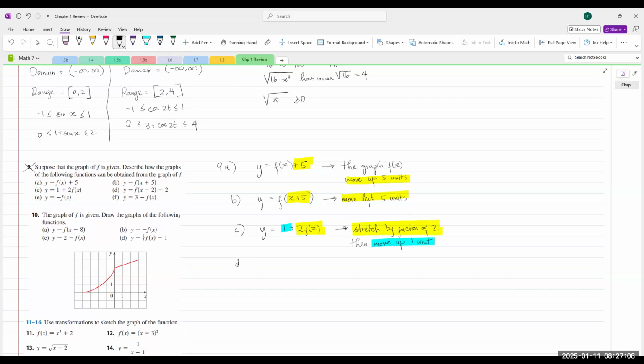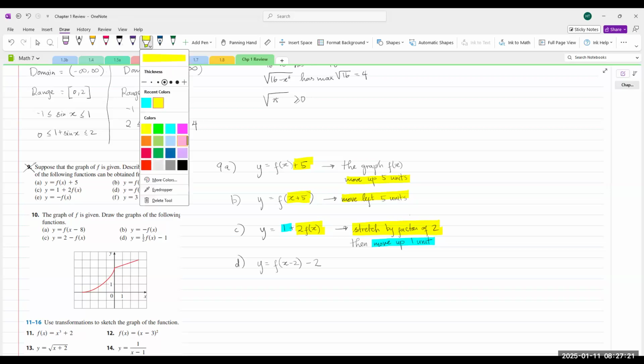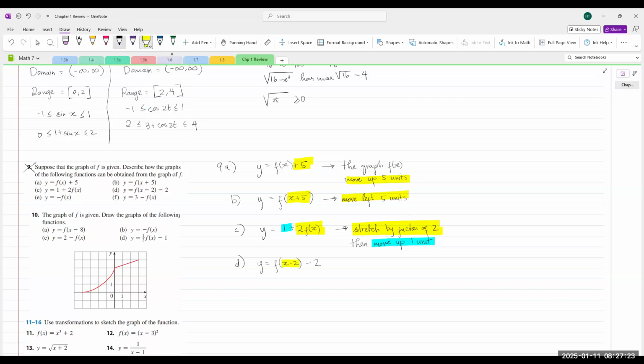Okay, part D, how about y equals f of x minus 2? That's a move 2 units to the right. Okay, and then minus 2, that's 2 units down. So this is 2 units to the right. Move right 2 units. And then down 2 units.